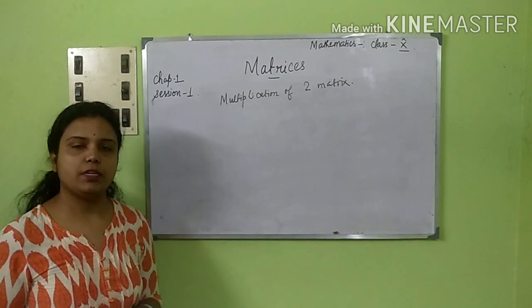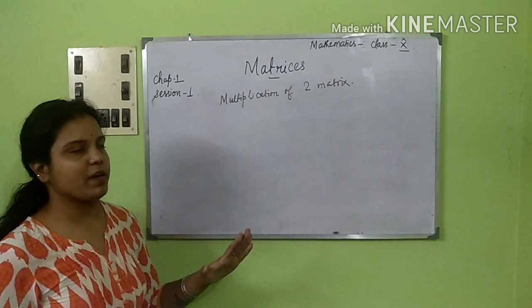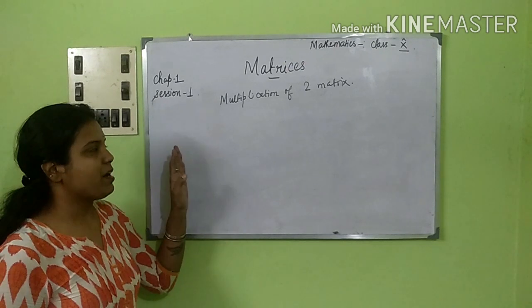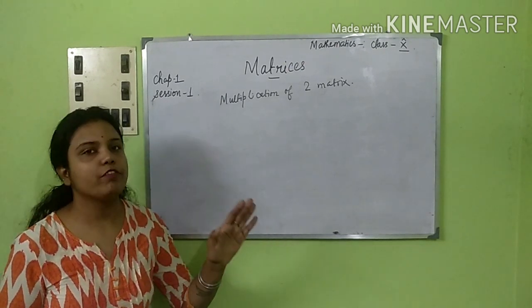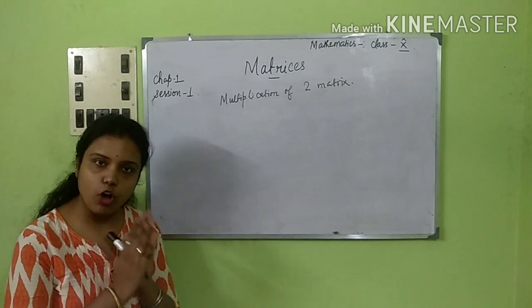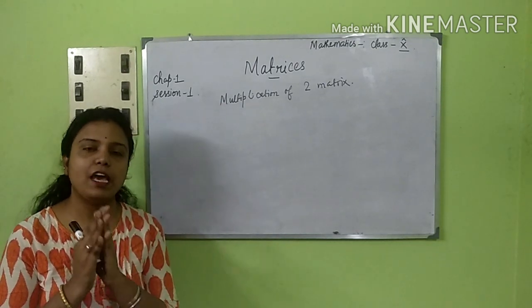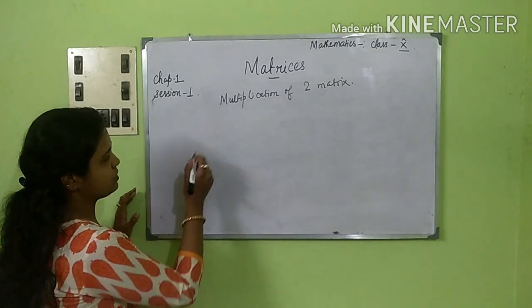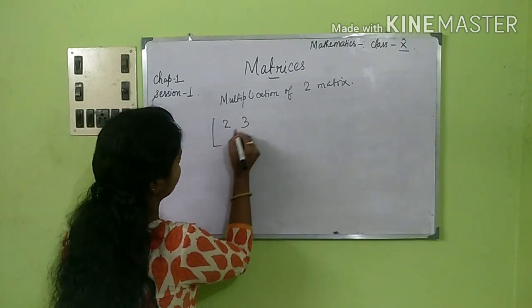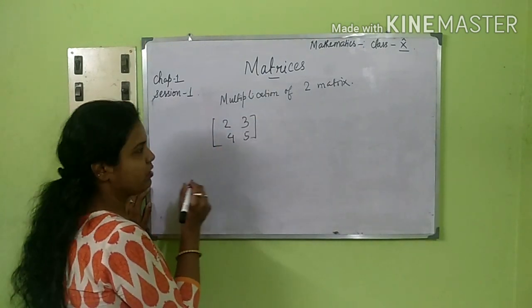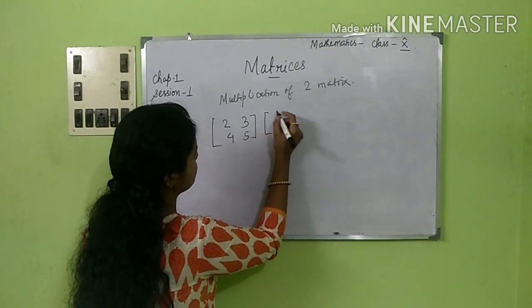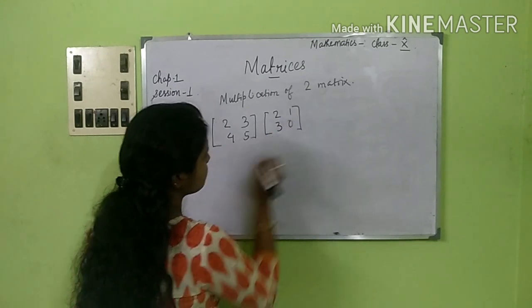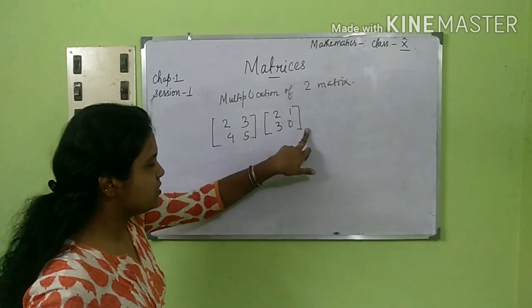Now next, coming up to multiplication. We are starting with the multiplication of the matrix. Multiplication of matrices is only possible when the number of columns of the first matrix is equal to the number of rows of the second matrix. Number of columns of the first matrix is equal to the number of rows of the second matrix. I'll come to it, you'll be able to understand. Suppose it is 2, 3, 4, 5. This is a matrix A. I'm multiplying with matrix 2, 1, 3, 0. This is a 2 cross 2 matrix, this is a 2 cross 2 matrix.